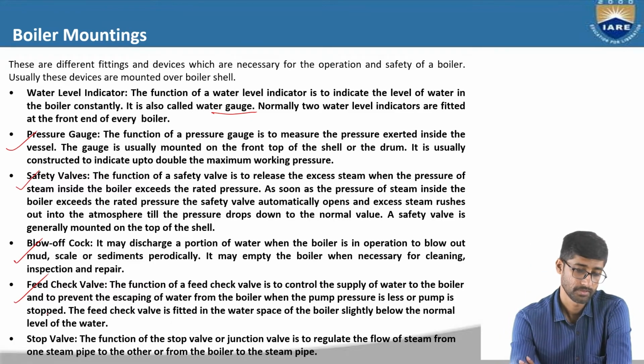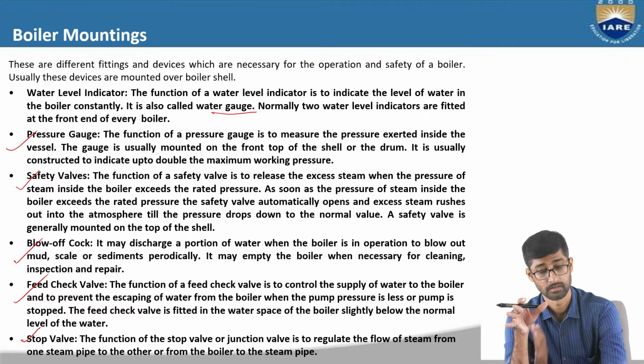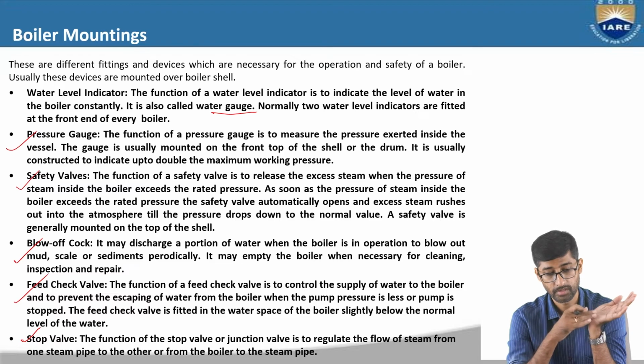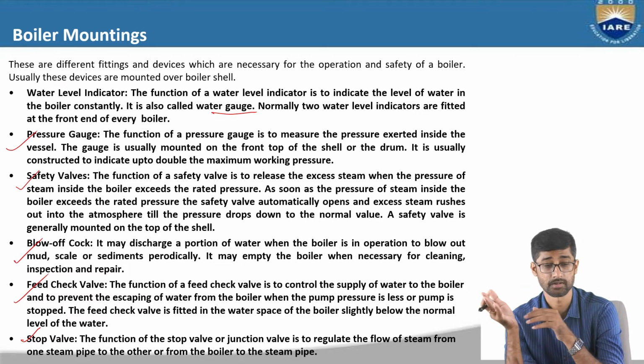Stop valve. So what is the function of the stop valve? The function of the stop valve, or junction valve, it is also called a junction valve, is to regulate the flow of steam from one steam pipe to another steam pipe or from the boiler to the steam pipe. So this is the function of the stop valve. It regulates the flow of what? Steam.